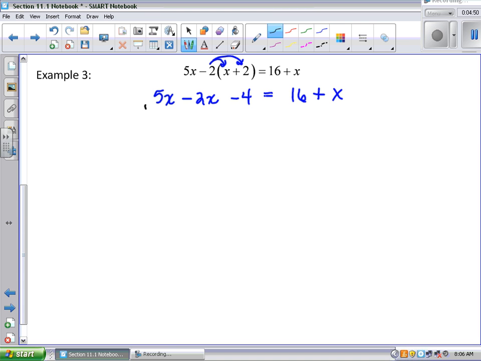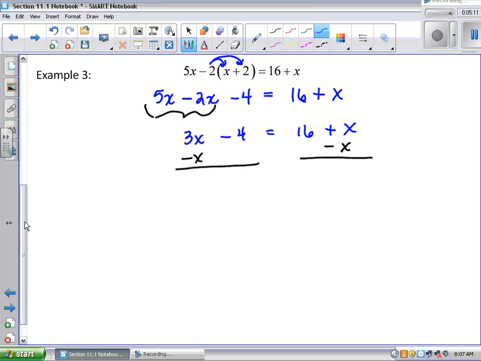I can combine my like terms on the left-hand side. 5x minus 2x is 3x minus 4 equals 16 plus x. I'm going to subtract x from the right to get rid of the x on that side and move it to the other side. I subtract x on each side. 3x minus x is 2x minus 4 equals 16.